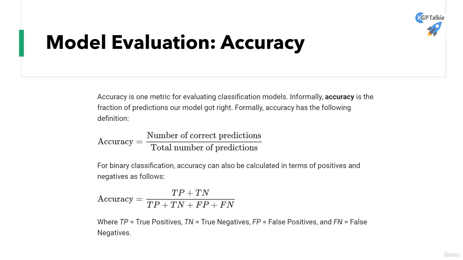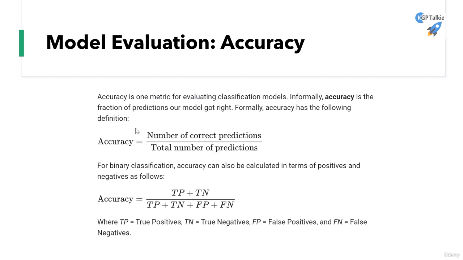Hi, let's go ahead and discuss model evaluation metrics. The very first metric is accuracy. Accuracy is one metric for evaluating classification models. Informally, accuracy is the fraction of predictions our model got right. And you can see here the formula for accuracy.